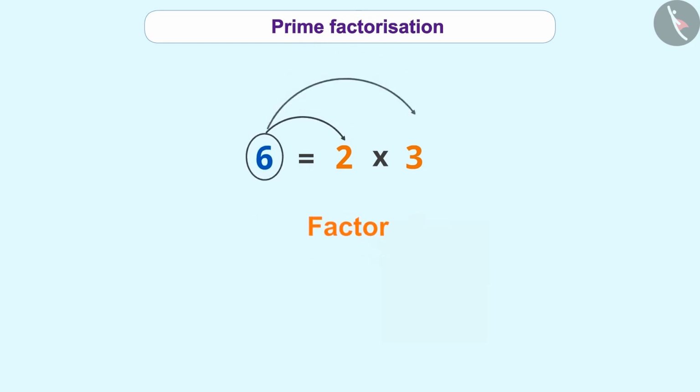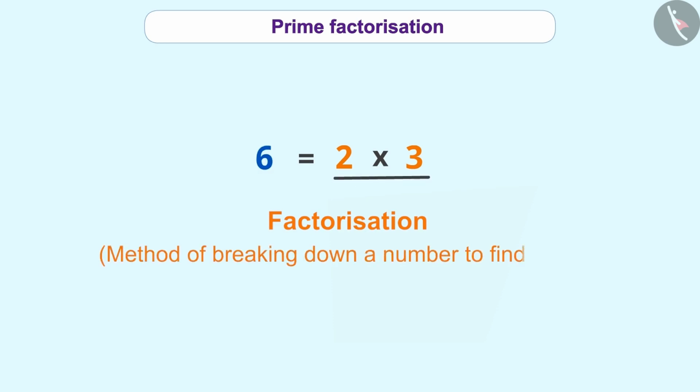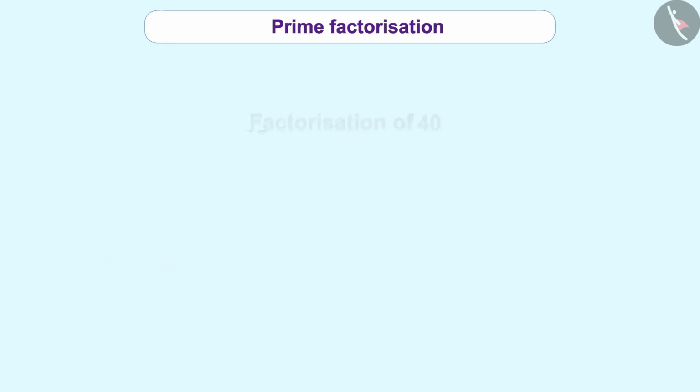Sometimes we need to break a number to find those numbers whose product is the given number. That is, we need to find out the factors of that number. The method of breaking a number to find the factors is called factorization. Let's factorize the number 40.